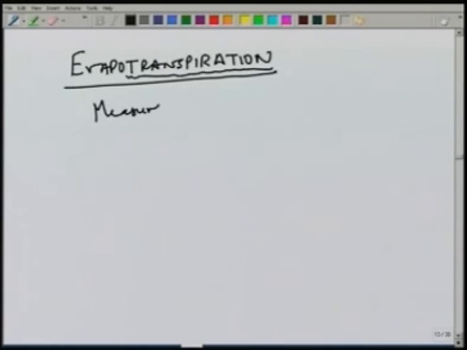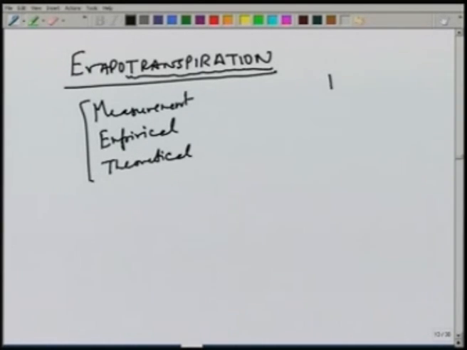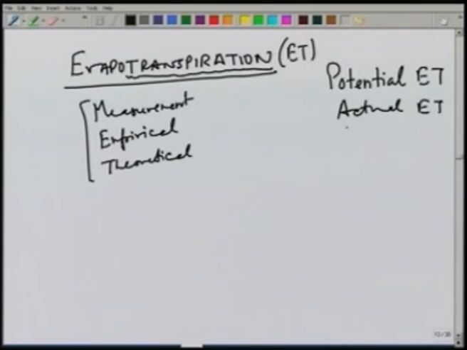Again, there are techniques which are similar to what we have used for evaporation. So we can have measurement, or we can have empirical equations or we can have theoretical equations, same as in evaporation. But in evapotranspiration, there is a very fine distinction between what we call potential evapotranspiration and the actual evapotranspiration. The potential evapotranspiration is the evapotranspiration which will be occurring if water is available.